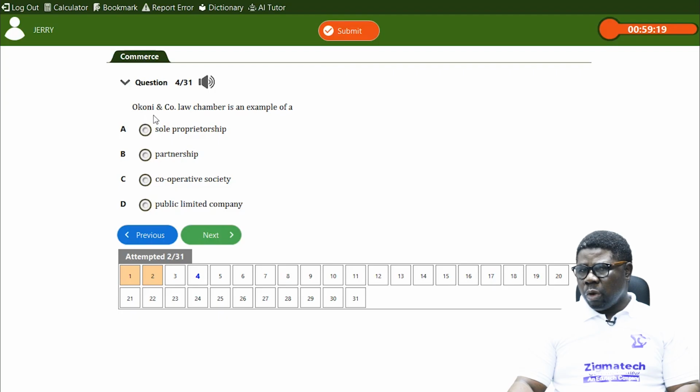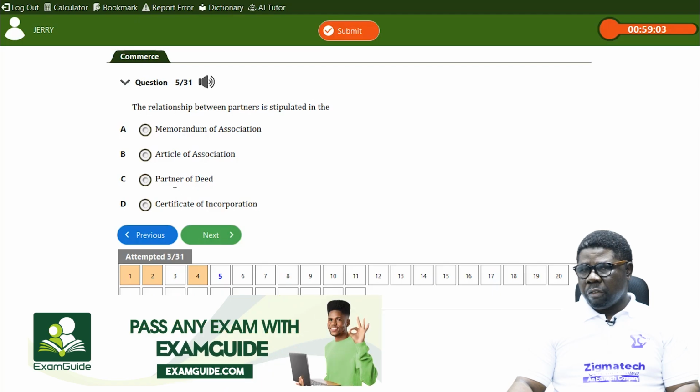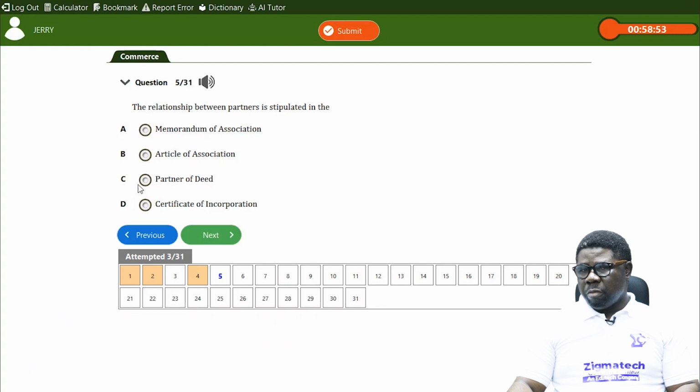Oconee and Co. Law Chambers is an example of a partnership business. Okay. Then the relationship between partners is stipulated in the partnership deed, or partners' deed, articles of association, certificate of incorporation, memorandum of association. Okay, so this is not properly stated, but it's the partners' deed of partnership.